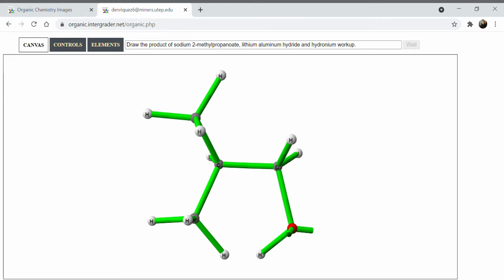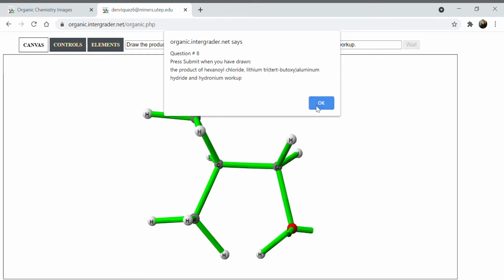So the most important thing here is to make sure that you draw the correct structure, because if you don't, that'll be the one that really messes up. And then also keep an eye if it says product or products.